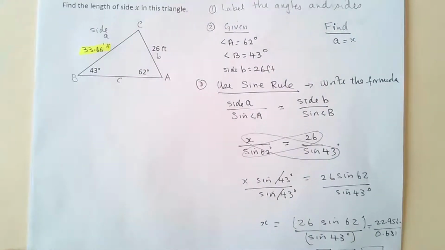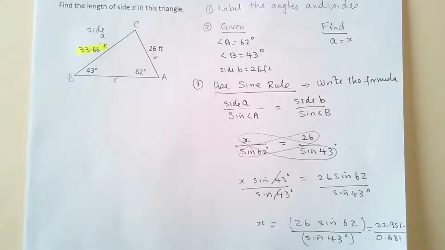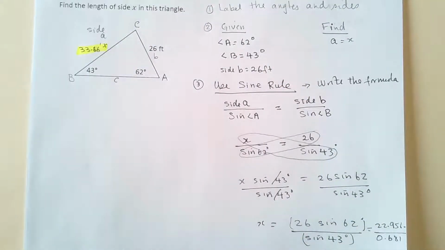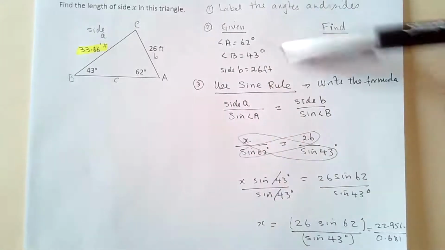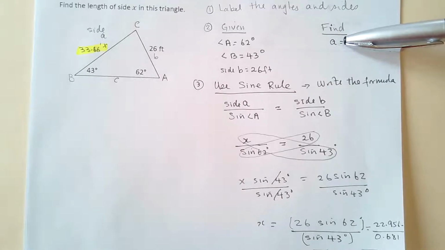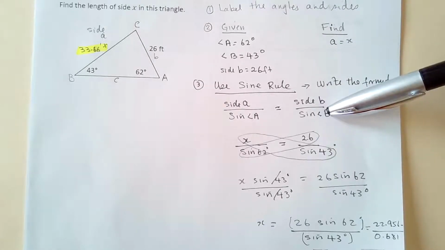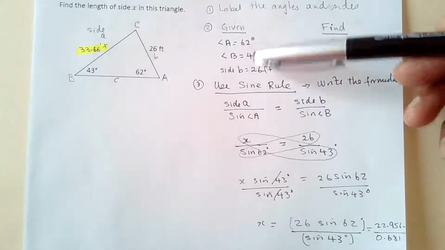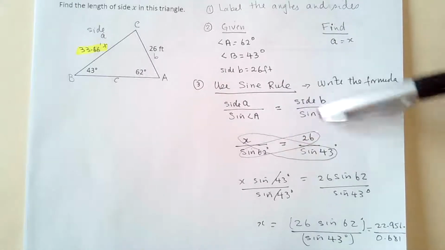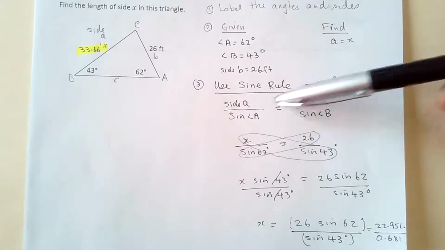Okay, just to recap, we're using the law of sines, also known as the sine rule. Step 1, we label the angles and the sides of the oblique triangle. Then we write down what's given and what we need to find. Then we go to our sine rule, write it down, and substitute the given values into the sine rule. And we always use just a pair of equivalent ratios.